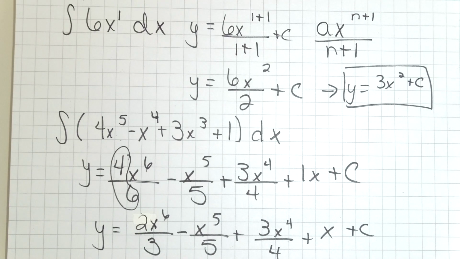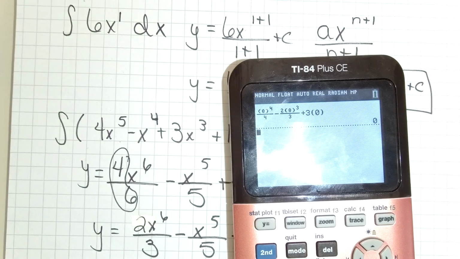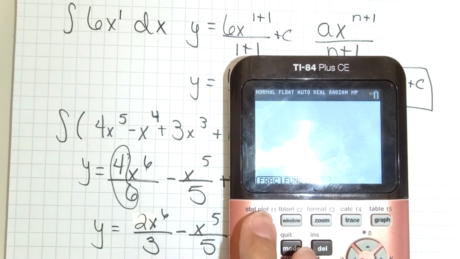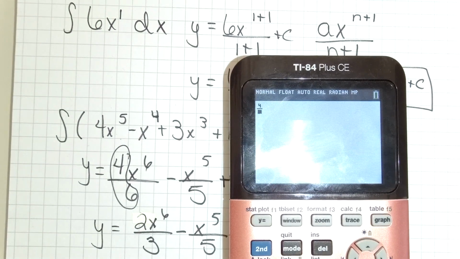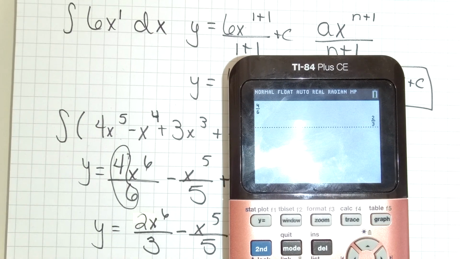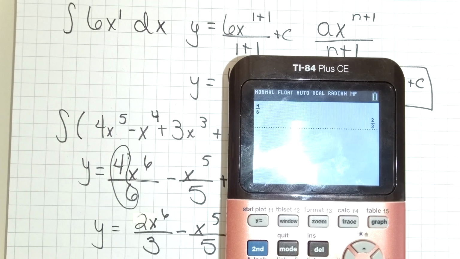Wait, how did it go from 4 over 6 to 2 over 3? You just divided it by 2 on both sides? I just put it in the calculator. I can do it in my head, but you should just put it in your calculator if you can't do it in your head. 4 over 6 is 2 over 3. Okay? Got it? Any questions?